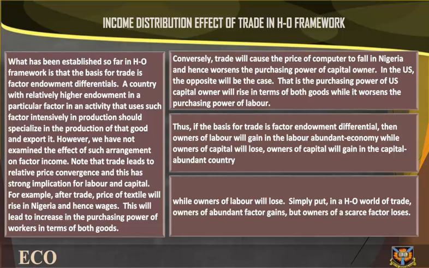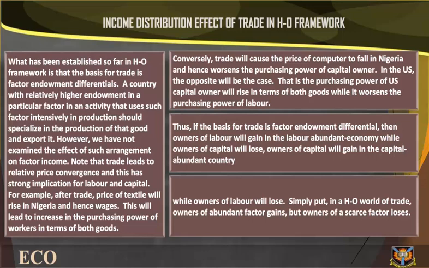Note that trade leads to relative price convergence, and this has strong implications for labor and capital. For example, after trade, the price of textile will rise in Nigeria and hence wages. This will lead to an increase in the purchasing power of workers in terms of both goods. Conversely, trade will cause the price of computer to fall in Nigeria and hence worsen the purchasing power of capital owners. In the US, the opposite will be the case; that is, the purchasing power of US capital owners will rise in terms of both goods while it worsens the purchasing power of labor.